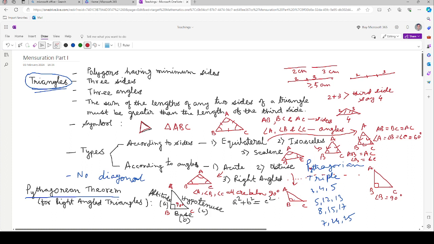Here is a famous relation, which is coming from the Pythagorean theorem. This is a square plus b square equals c square, where a and b are the two sides of a right angle triangle, whereas c is the hypotenuse of the right angle triangle.